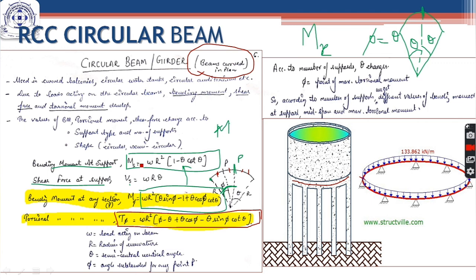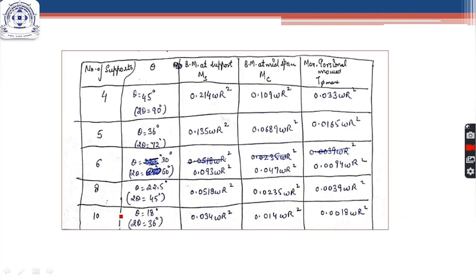Now how do we calculate these moments? I have already shown you that if you remember both these formulas, you can calculate all these values. Now this table I have prepared has been given in your books also. As I told you, if the number of supports changes, the angle theta changes. If the number of columns or supports below your circular beam is 4, then theta is 45 degree. If 5, then 36 degree. If 6, then 30 degree. If 8, then 22.5 degree. If 10, then 18 degree.